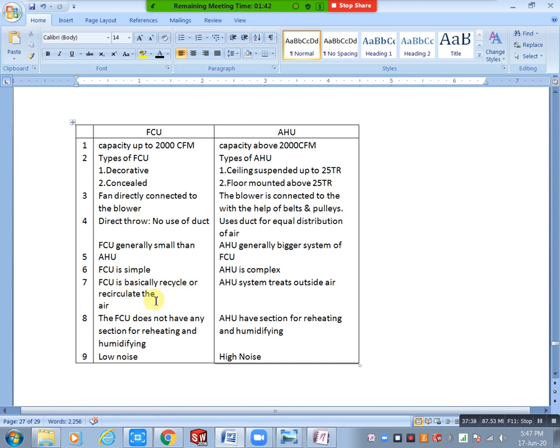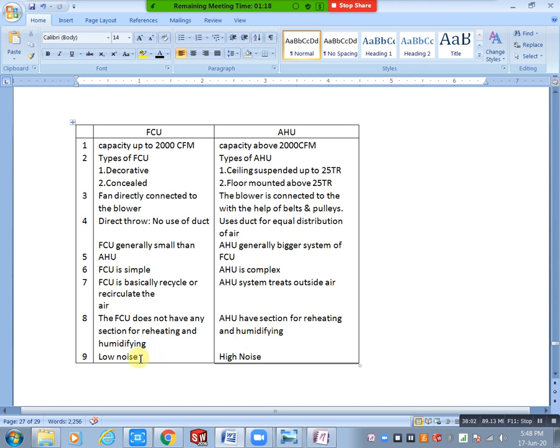Here we are getting recycling process. Next, the FCU does not have any section for reheating and humidifying. AHU has sections for reheating and humidifying. We have different sections in AHU, but this is low noise and this is high noise. That is the main difference. I will give these notes to you today. You will read all this. This is also very important for basic air conditioning.